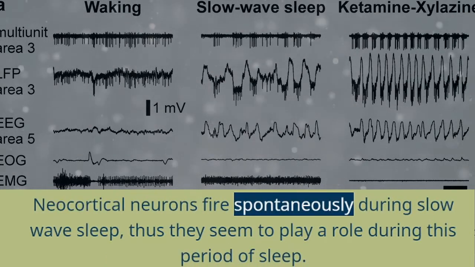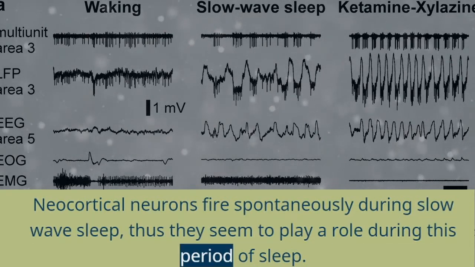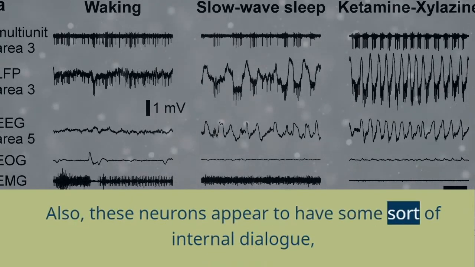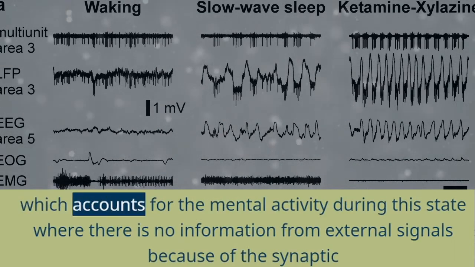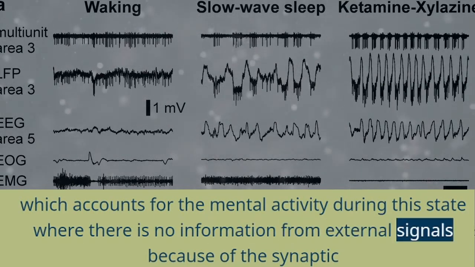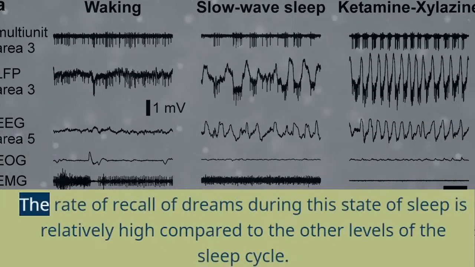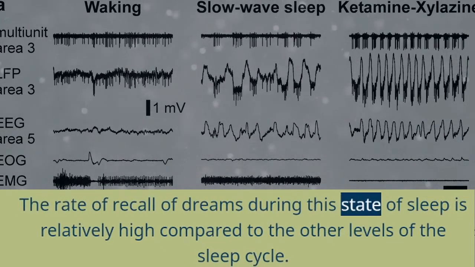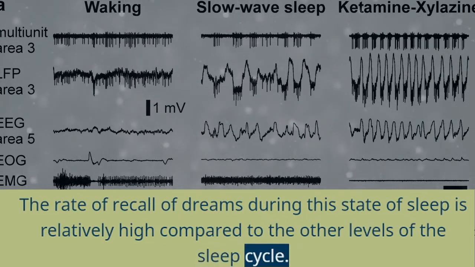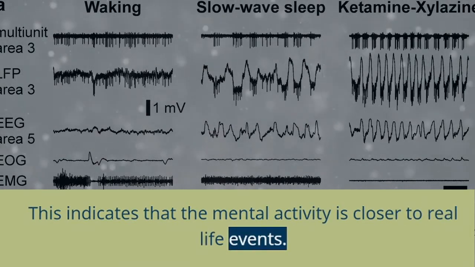Neocortical neurons fire spontaneously during slow wave sleep, thus they seem to play a role during this period of sleep. Also, these neurons appear to have some sort of internal dialogue, which accounts for the mental activity during this state where there is no information from external signals, because of the synaptic inhibition at the thalamic level. The rate of recall of dreams during this state of sleep is relatively high compared to the other levels of the sleep cycle. This indicates that the mental activity is closer to real-life events.